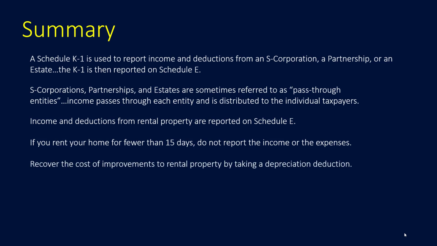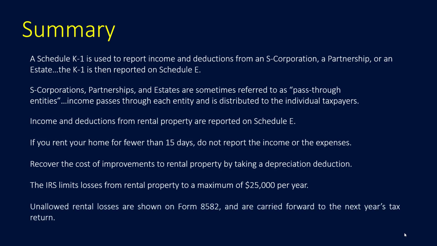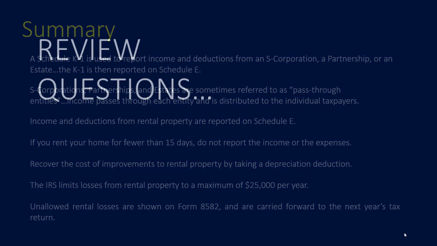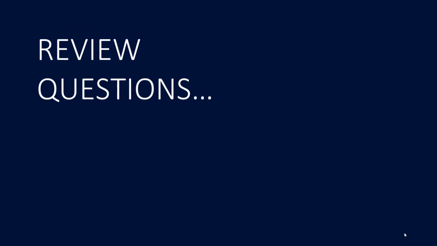Recover the cost of improvements to rental property by taking a depreciation deduction. And the IRS limits losses from rental property to a maximum of $25,000 per year. Unallowed rental losses are shown on Form 8582 and are carried forward to the next year's tax return. And now let's take a look at a few review questions.